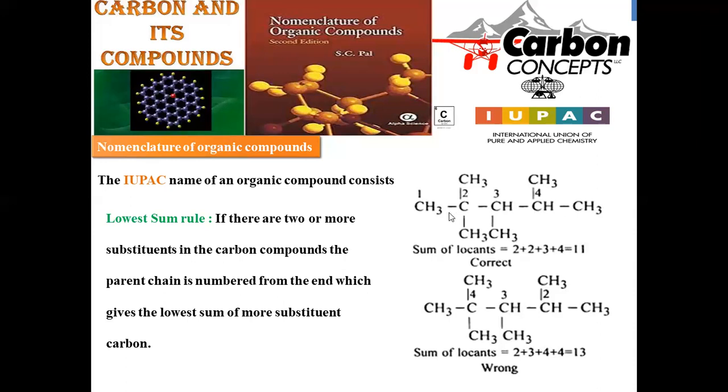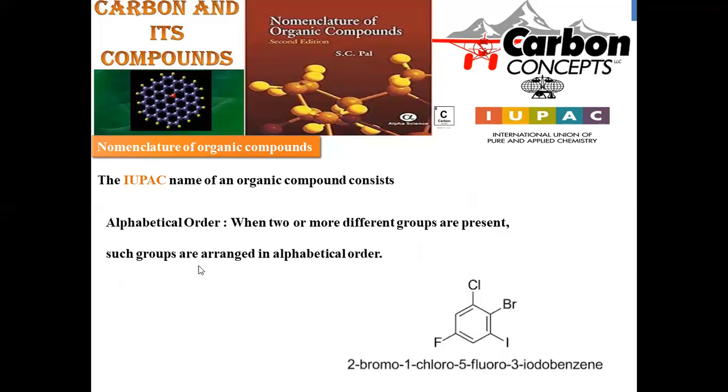Then let us assign the name for this compound. 2, 2, 3, 4. How many methyl groups? 1, 2, 3, 4. 4 methyl, so it will become tetra, right? 2, 2, 3, 4-tetramethyl. The parental chain length is 5, so it will become pentane. 2, 2, 3, 4-tetramethylpentane is the IUPAC name in accordance with the lowest sum rule provided by the IUPAC. Let us move on to another rule, alphabetical order.